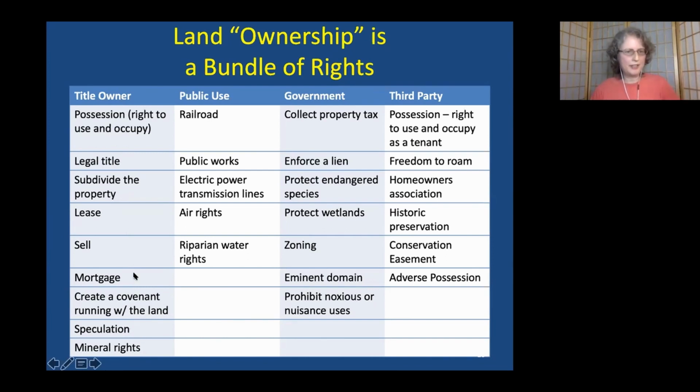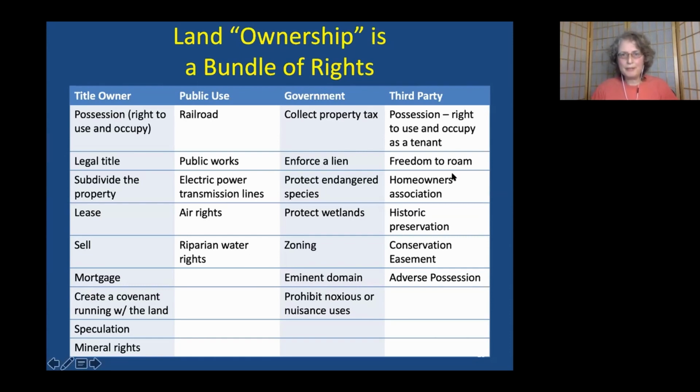But even within this legalistic paradigm, other parties do have some ownership rights. The public can make use of privately owned land, for example, to put railroads through or public works, electric power lines. There are also air rights and riparian water rights that may belong to the public. The government has some rights, for example, to collect property taxes or enforce a lien or protect endangered species or wetlands. The government can restrict land uses through zoning. The government can take over land by exercising its right to eminent domain, and it can also prevent noxious or nuisance uses.